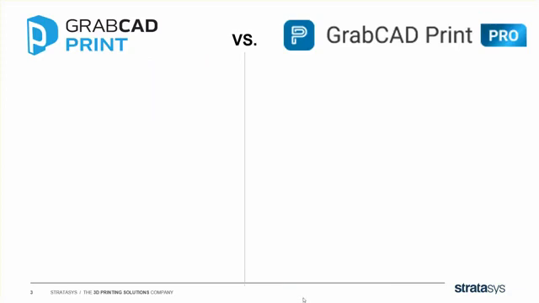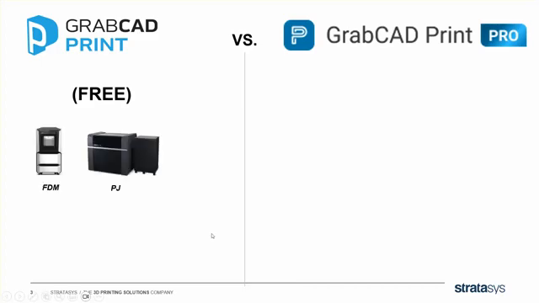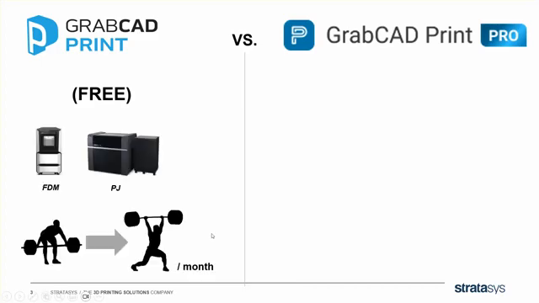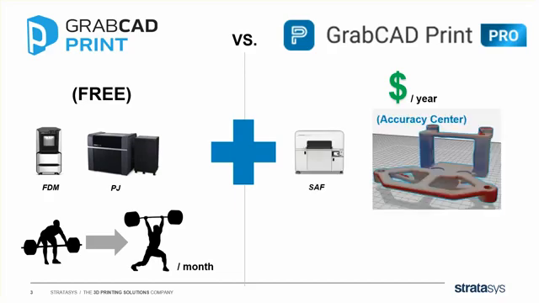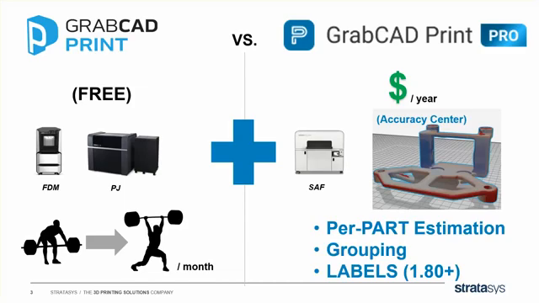And just to be clear what we're talking about, there are two versions of GrabCAD Print now. The original print is still free. It lets you talk to your FDM and your PolyJet printers, and we're still improving it from month to month. So don't worry, that's not going anywhere. Print Pro adds on top of the free version, so it is a paid license per seat per year. It lets you talk to your powder bed printers, your SAF H350. It connects to things like Accuracy Center, but also things like per part estimation and grouping, which we've done videos on before. Also labels, coming out in version 180 very soon.